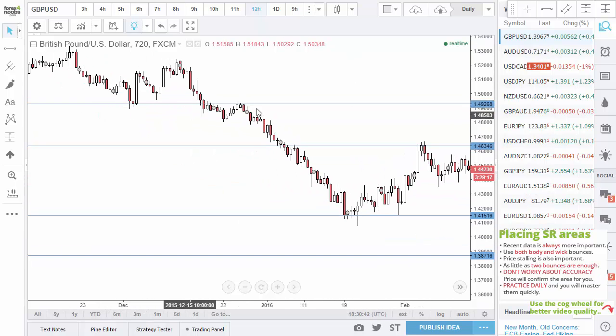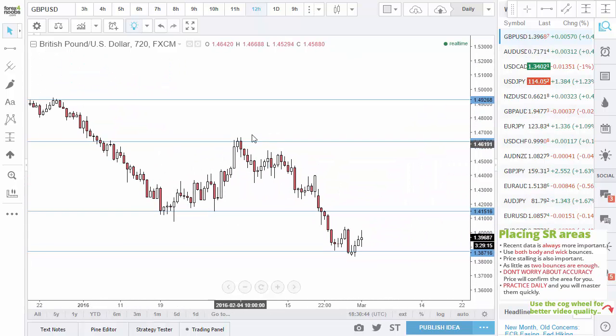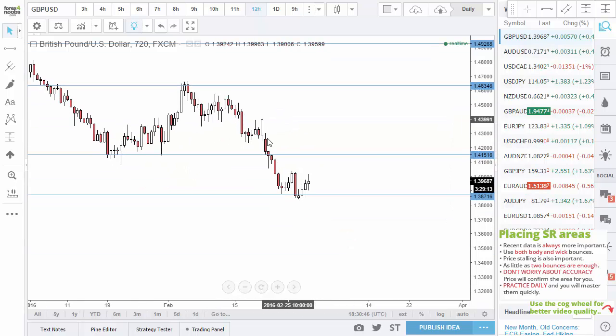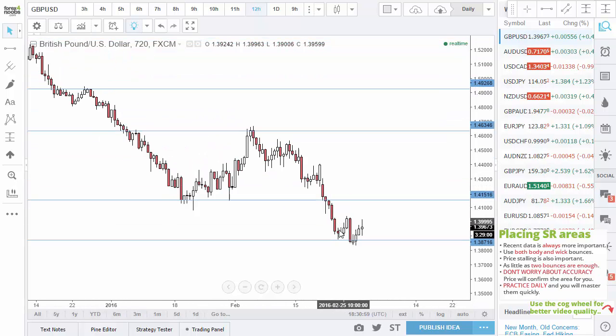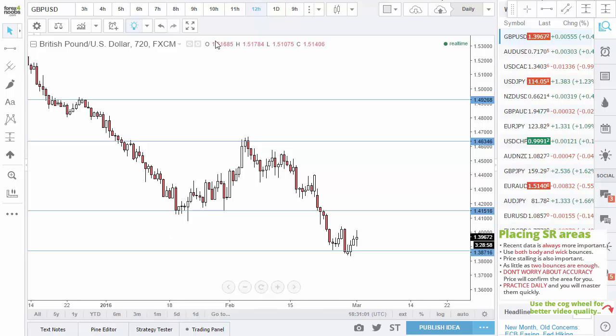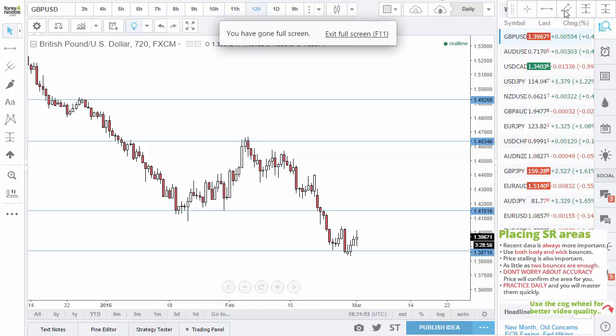So the most recent bounces are here. I've placed them there. Most recent bounce is here. I've placed it here. Here, the most recent bounce is there, and there to some degree. So that's all very recent data. So I'm placing it there. And wait, let me place the thing around them.